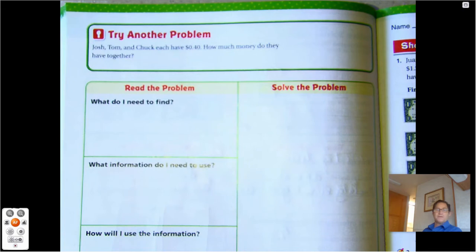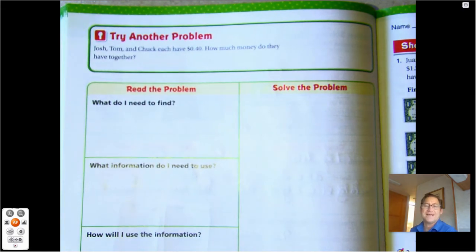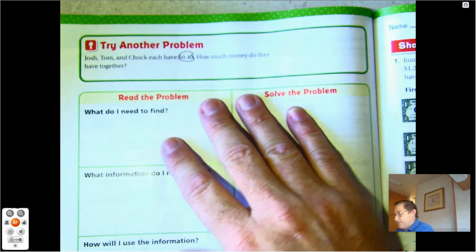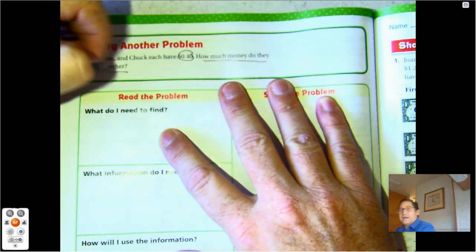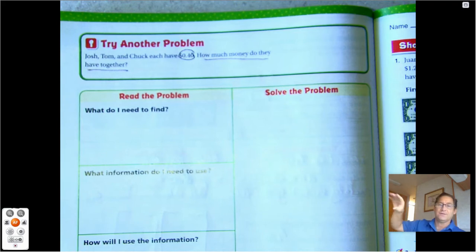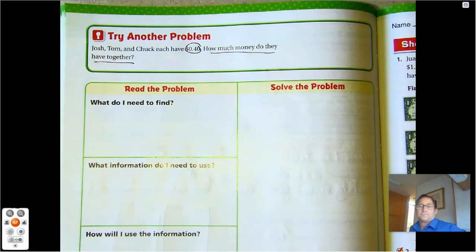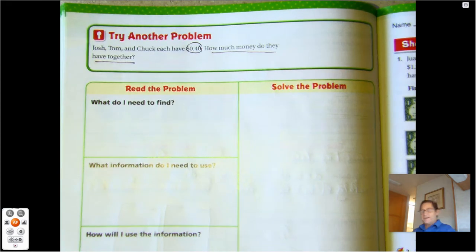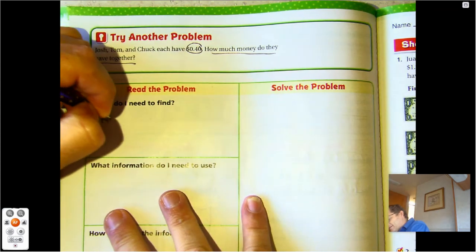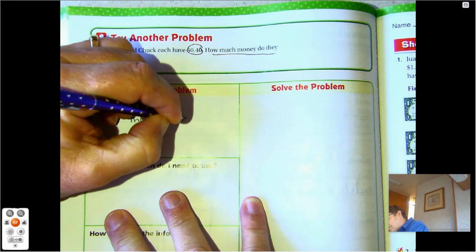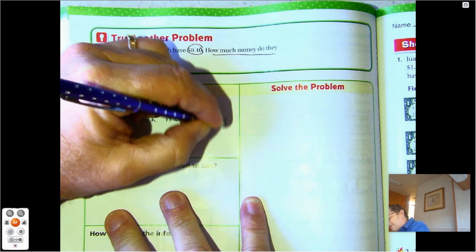Josh, Tom, and Chuck each have 40 cents. How much money do they have together? What do I need to find? How much money they have together.